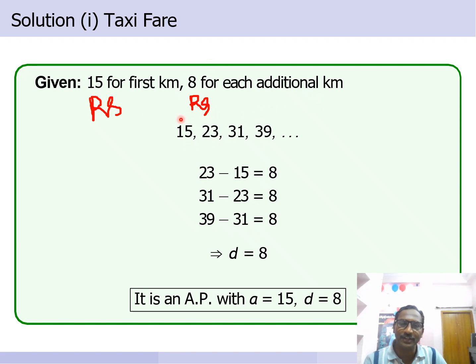So 15 for the first kilometer, adding 8, 15 plus 8 gives 23, 23 plus 8 gives 31, 31 plus 8 gives 39, and so on. Now I am finding a2 minus a1, that is 23 minus 15, 8, 31 minus 23, 8, 39 minus 31, 8. Therefore common difference d equal to 8. It is an arithmetic progression with first term a equal to 15 and common difference d equal to 8.